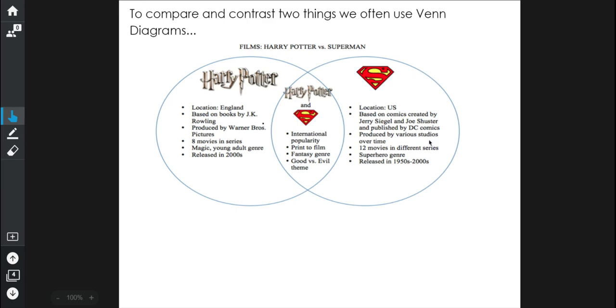It has 12 movies in different series. It's a superhero genre, and it was released between the 1950s and 2000s. So see how you're pointing out things that are only pertainable to that one item that you're comparing and contrasting. And then the middle here, this is what both of them have.